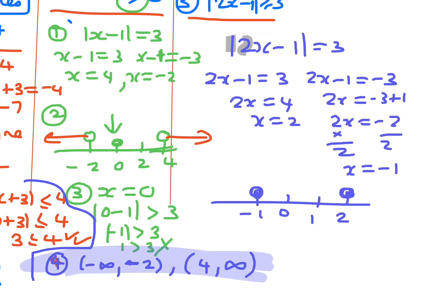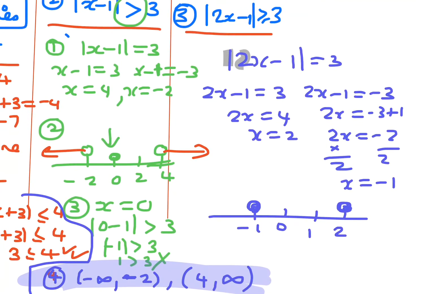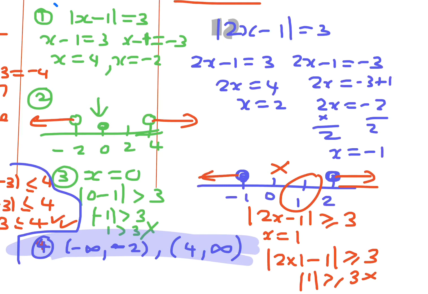And then the next step is to test where it's true. In order to test, I need to write down the original. Now I'm going to use a different number other than 0. I'm actually going to use the number 1. You can use any number, it's just that 0 is really easy to calculate. Absolute value of 2 times 1 minus 1, is that greater than or equal to 3? 2 ones are 2, minus 1 is 1. No, not a chance. So this is a no, that means it must be either side.